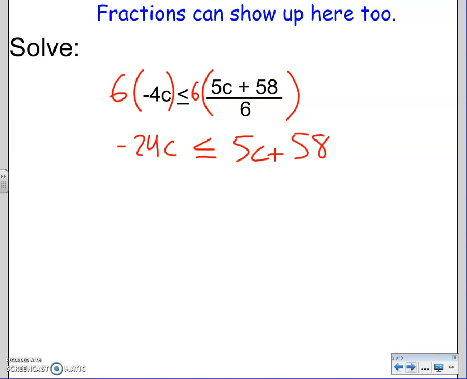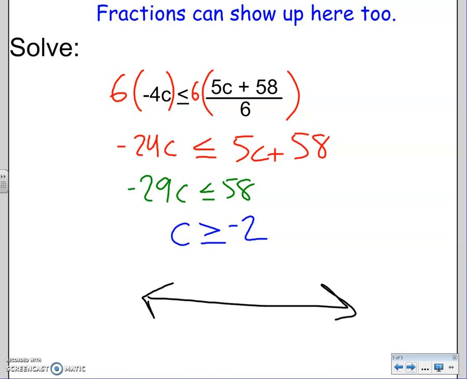And now it's an easier problem, where I get c to one side. So I'm going to subtract 5c. Makes it -29c less than or equal to 58. I'll divide by -29. I'm dividing by a negative, so I have to flip the sign. And that is -2. Alright, to graph this, again, I just need the important number, or if you're really, really lazy, you can actually just write the only number that matters is -2.